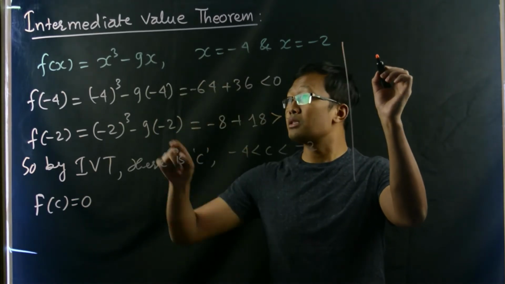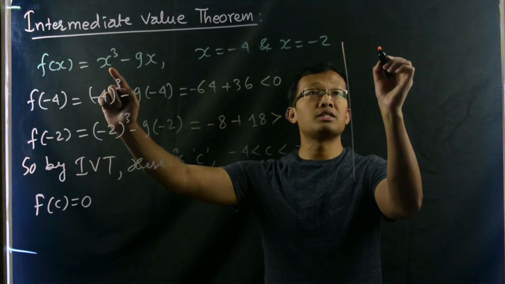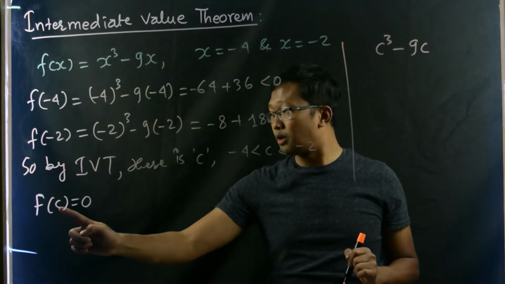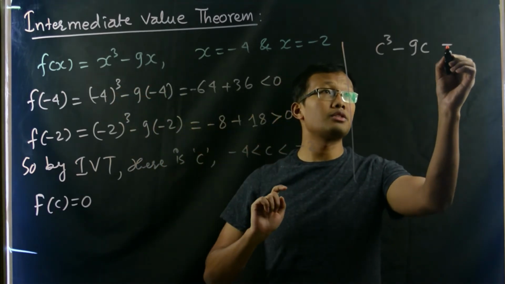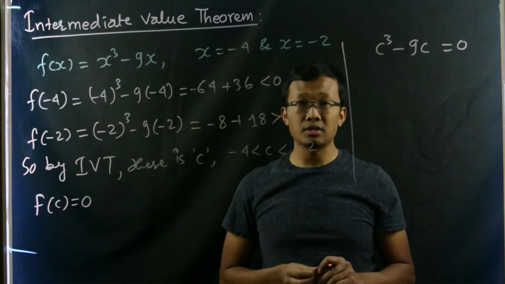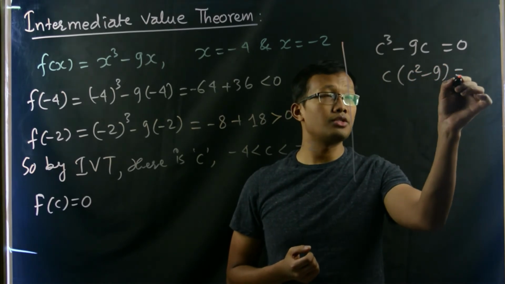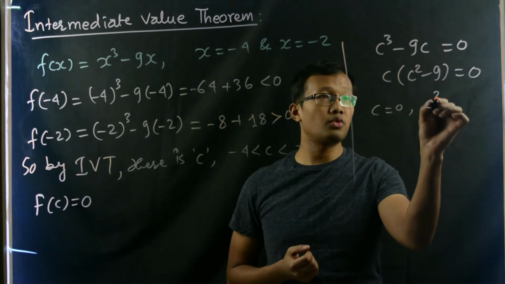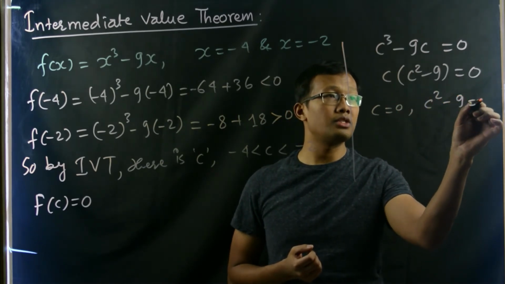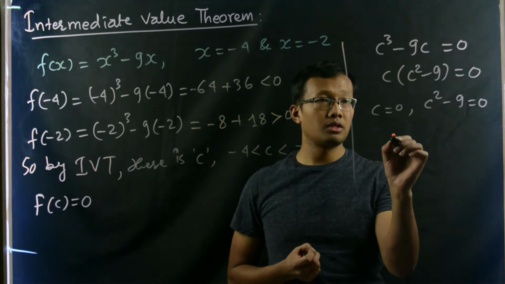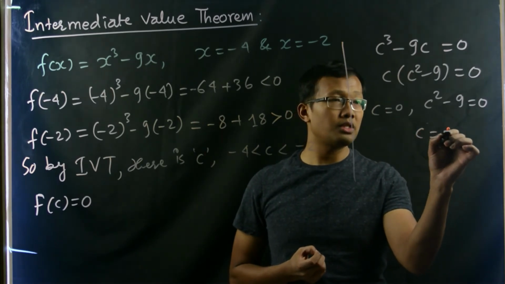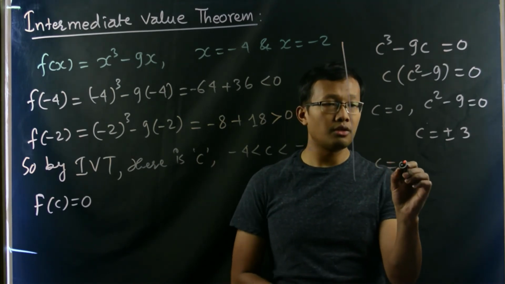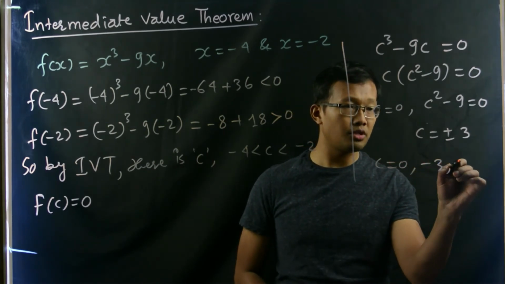So f of c means c cube minus 9c. I'm plugging this c in here, equals 0. Let's solve this equation and find the values of c. So c times (c square minus 9) equals 0. Then we would have c equals 0, or c square minus 9 equals 0. Thus c equals plus or minus 3. Thus we have c equals 0, c equals -3 and +3.